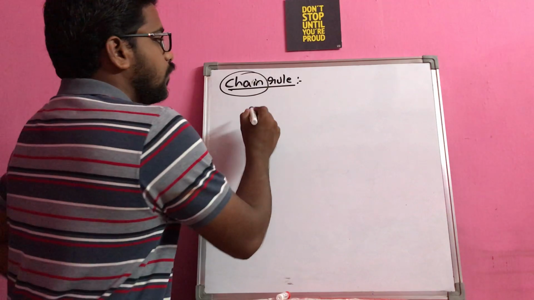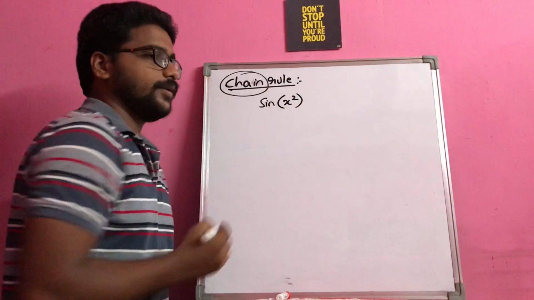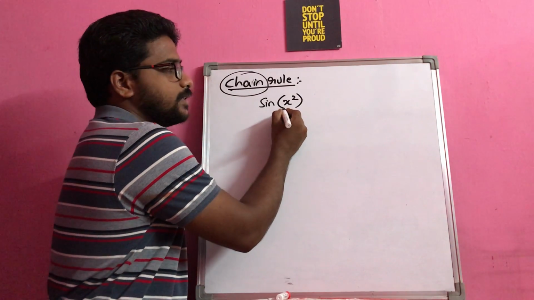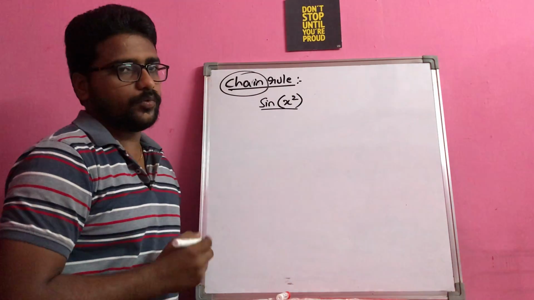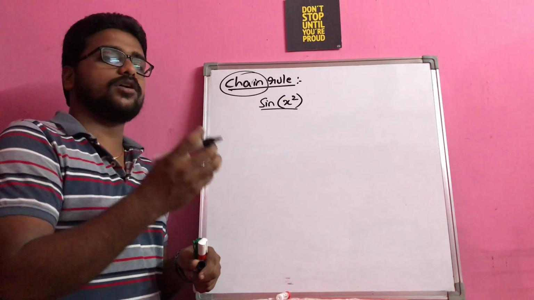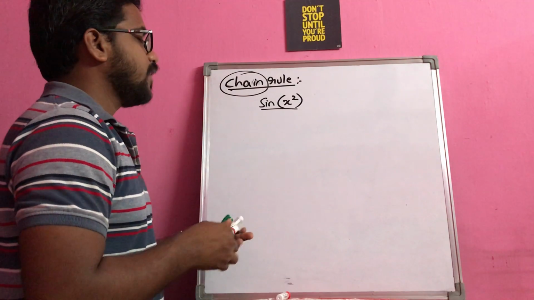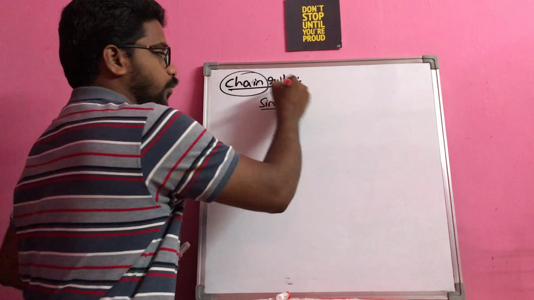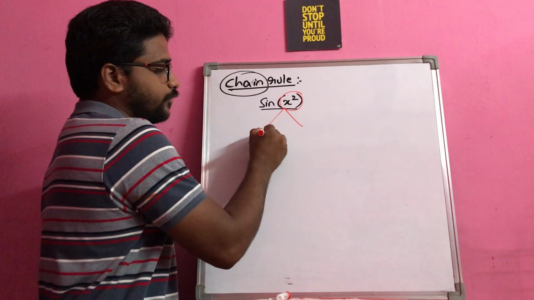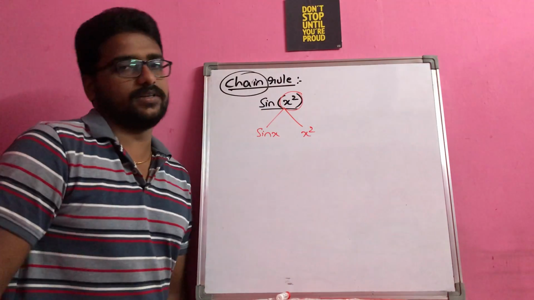So that means, for example, if I take this function sine of x square, you can understand one point here very clearly, that this is not basically a single function. Why? Because generally sine x, cos x, tan x, these are called simple functions. But you can observe here I am having another function x square. So that means it is basically a combination of two functions. One is a sine function and one is an x square function.